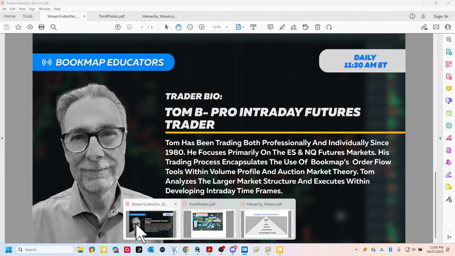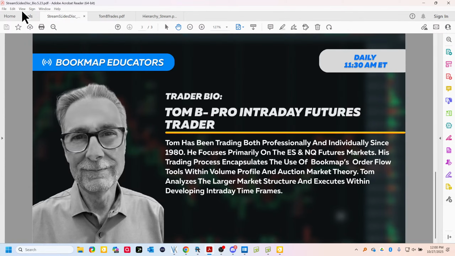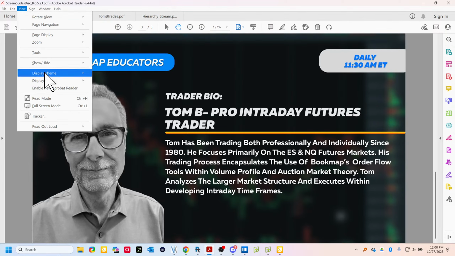You have to trade what the market offers, and it needs to be in alignment with a statistical edge. If you don't have an edge, then you don't have a trade.